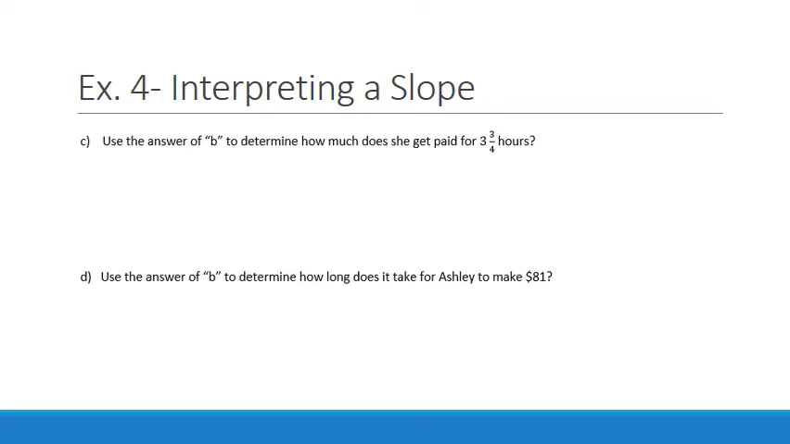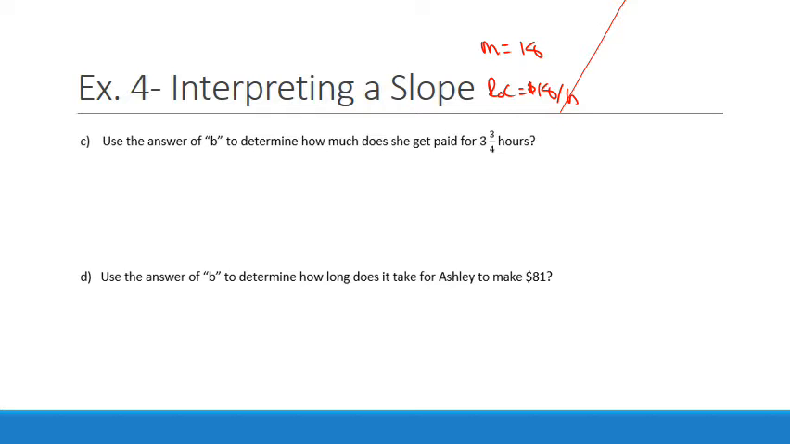Use the answer of B to determine how much she gets paid for 3 3/4 hours. Well, we need to remember that our slope was 18. The rate of change was 18 bucks per hour. There's different ways to do this, you guys, however you really want to do it. If you know what she gets paid for 1 hour, we could just multiply by the 3 3/4 hours. We could also use a proportion. So really, it's up to you.